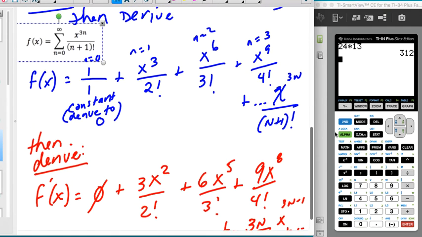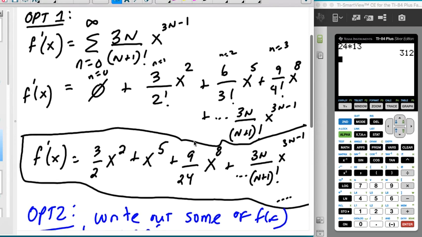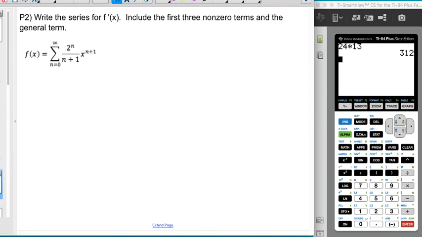So I just want to show you that the red answer is the same answer that I got up here in black. Whichever way you want to do it is fine. The idea is that you're differentiating an infinite series. All right, go ahead and give P2 a try.